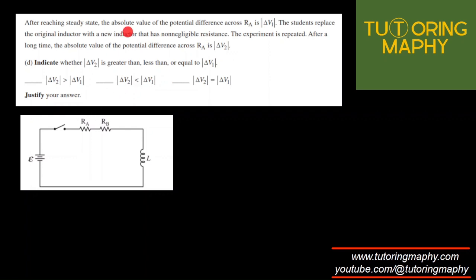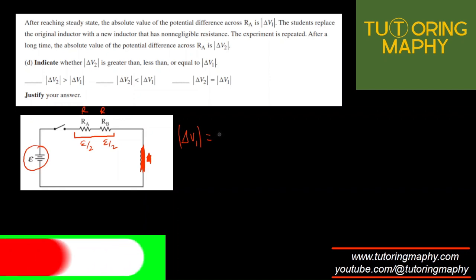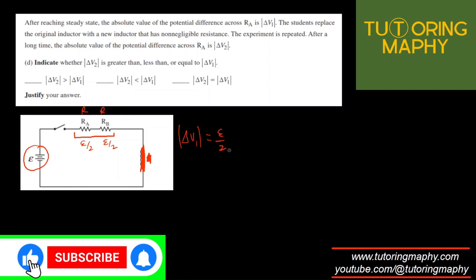We know that once they have reached the steady state, the inductor is going to sleep, right? There's no inductor; this is just a short circuit. So the entire potential E is going to come across these two resistors. And since they are the same, this is R and this is R, they will share half. So E over 2 and E over 2. So I know for a fact that the potential across RA, V1, initially is E over 2.